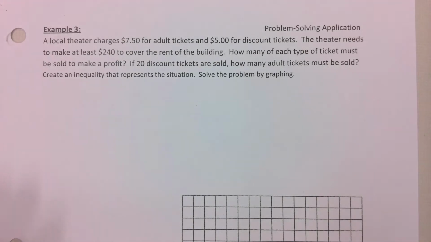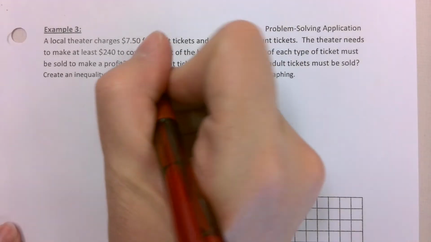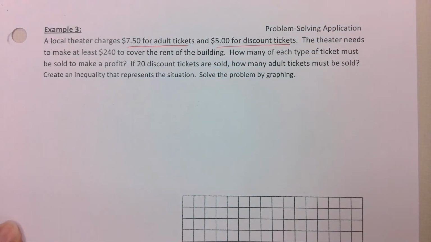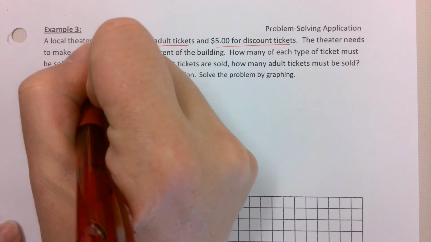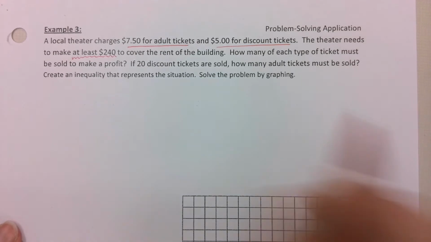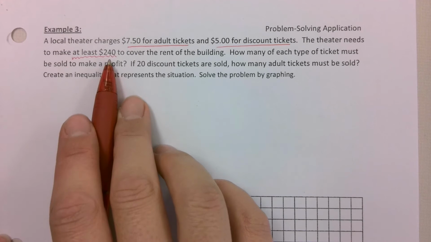In our last example, we're going to do a word problem. And the best way to do a word problem is to lay everything out, see what we're looking at, and then start attacking it. So it's going to be a linear inequality. And we're talking about a theater. They're going to charge $7.50 for adult tickets and $5 for discount tickets. The theater needs to make at least, now catch that, it says at least $240. That's how it's an inequality. They want to make at least $240. So $240 would cover the cost. If I make more than, or they make more than $240, that's going to be good.